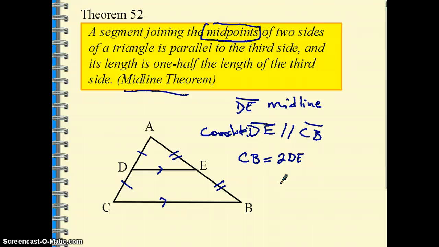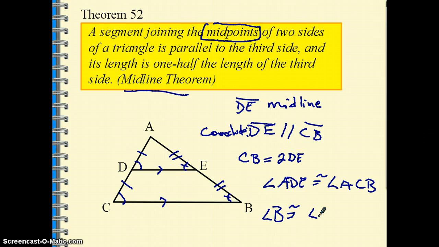So knowing that DE is parallel to CB, well, we can start making some conclusions about angles. We can say that this angle right here is congruent to this angle. So we can say angle ADE is congruent to angle ACB. Why? Well, that's because of corresponding angles. So through the PCA theorem, we can say those angles are congruent. Well, the same rationale can tell us that these angles right here are congruent. So we know angle B is congruent to angle AED.